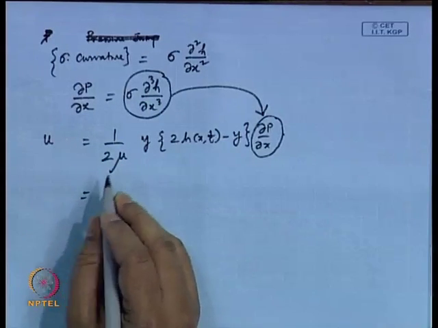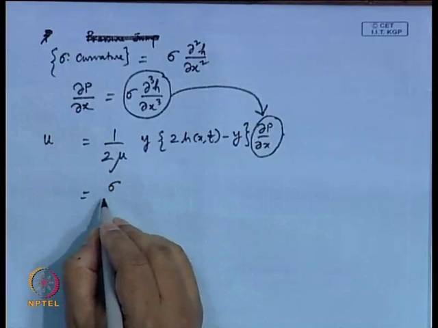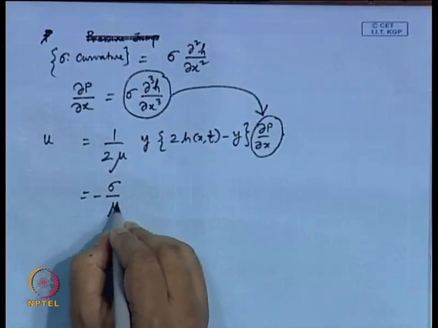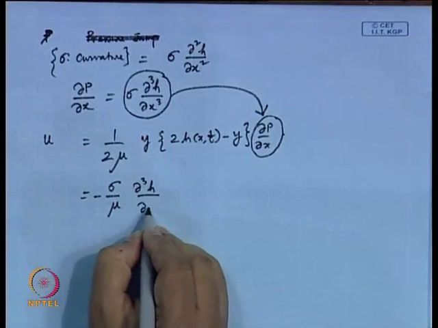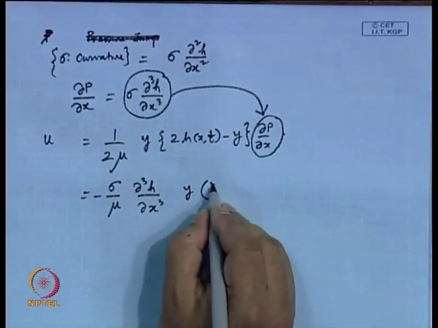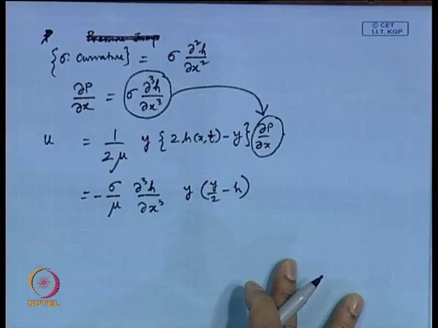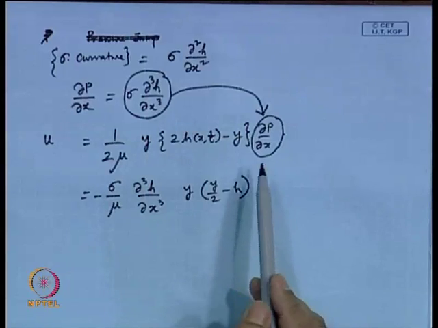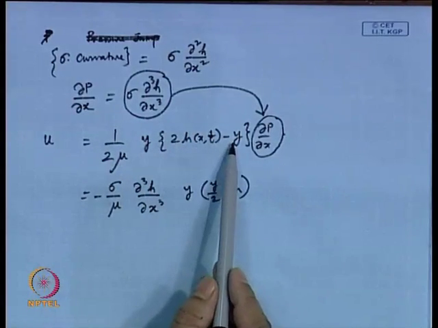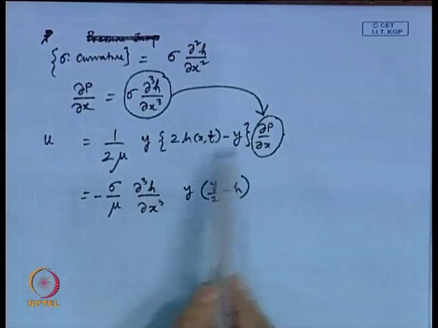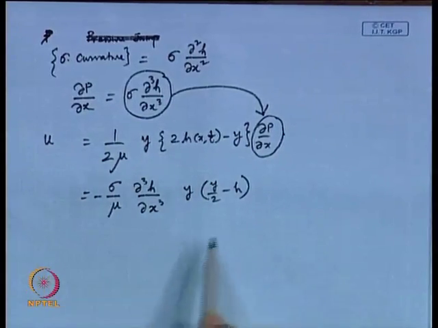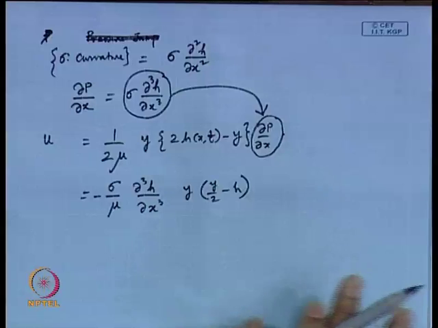If you simplify this further, what you should be getting is u equal to minus sigma by mu del cube h del x cube into y by 2 minus h. That means this 2 goes in there, so you will have h minus y by 2. If you write y by 2 minus h, you get a minus sign here, and this is the expression. Students or researchers who are working on lubrication might have seen this kind of expression before. This is a common expression in the theory of lubrication.